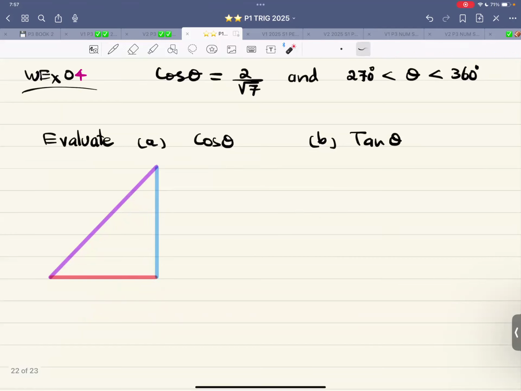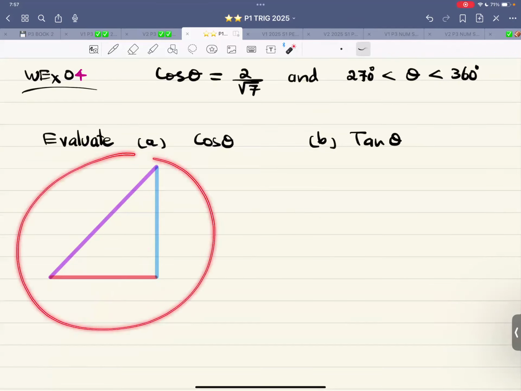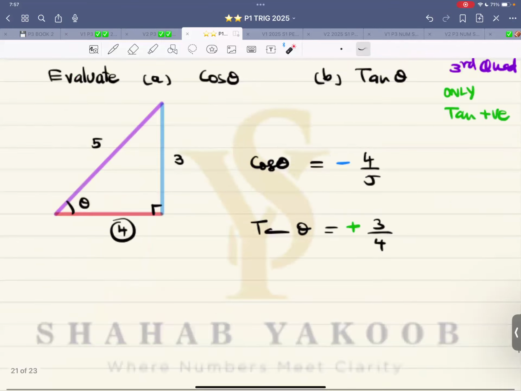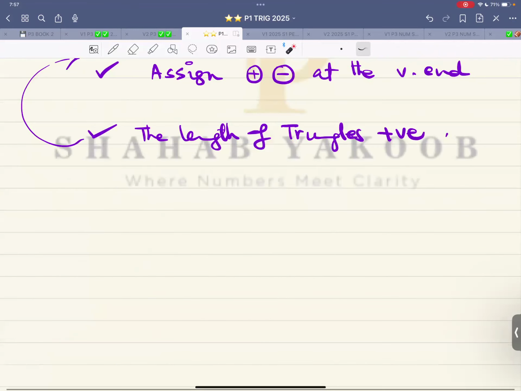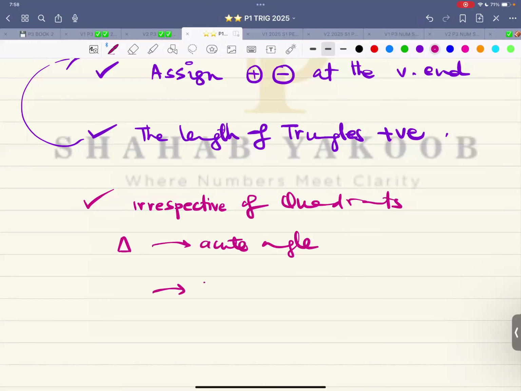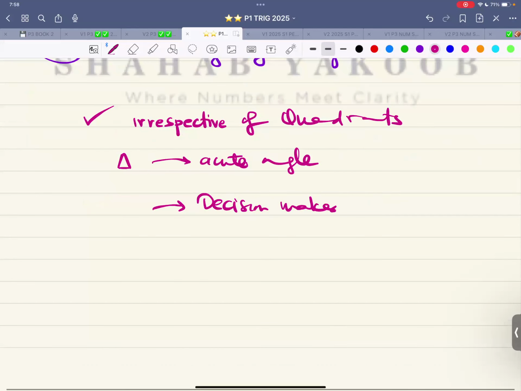One other thing that you have observed, that whatever the quadrants are, we always draw a triangle using an acute angle. So that is another observation. Irrespective of quadrants, triangle is drawn with an acute angle because the decision maker is the basic angle.